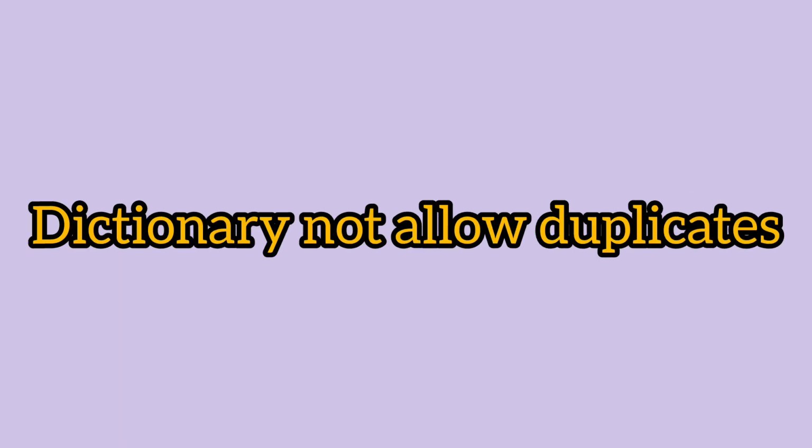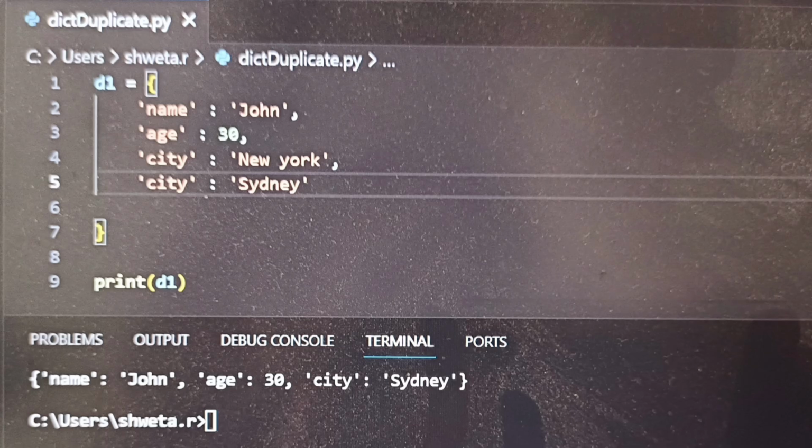Dictionary cannot have two items with the same key. Duplicate values will be overwritten with the existing values. For example, here in dictionary D1, city will get the last value assigned, which is Sydney.